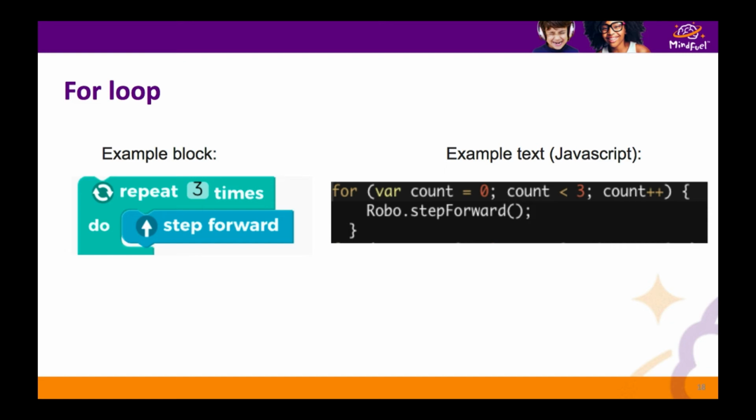Now here we've shown the example of a for loop. If we take a look at the text, however, we see the conditions that are implied by the block code. The condition is as long as the count is less than 3, we will continue to move forward. In the for loop statement, the count has been set to start at 0 and count up by 1 until it performs the loop just 3 times.